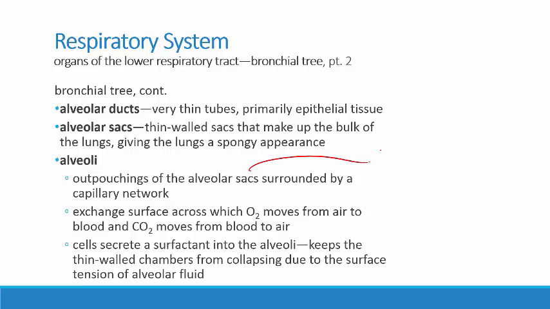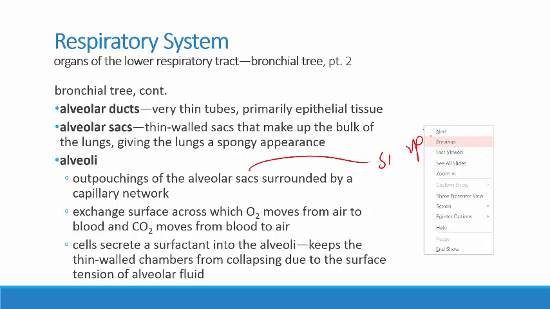So the alveolar sacs are built of simple... pushing a button on my pen, I think.